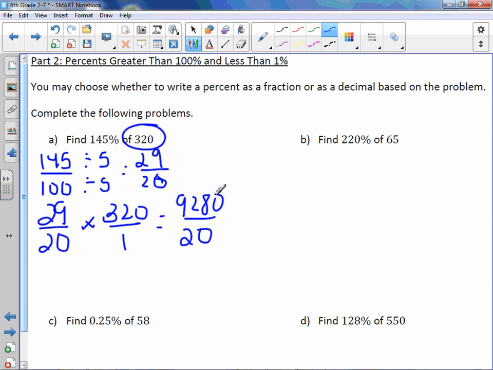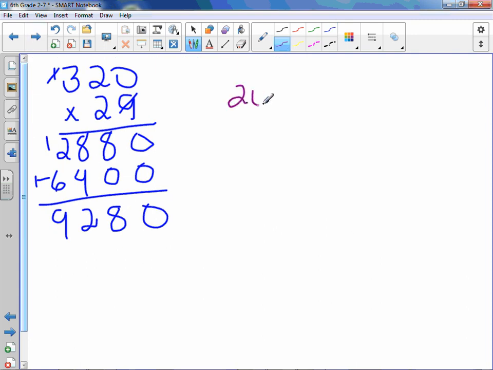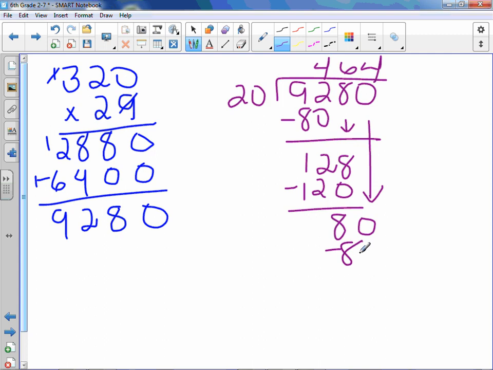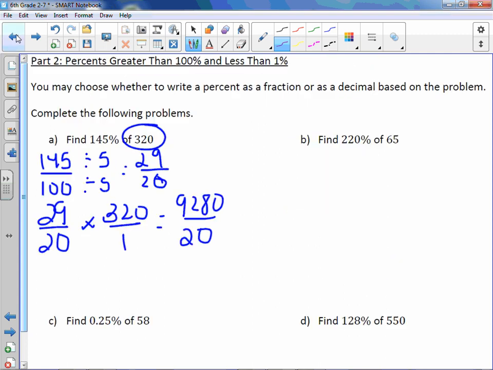Remember, fractions are division, so now I divide 9,280 divided by 20. Twenty goes into 92 4 times. Twenty goes into 128. Well, we have 20, 40, 60, 80, 100, 120. Makes it 6 times. And into 80 is 4. So 464 is our answer.